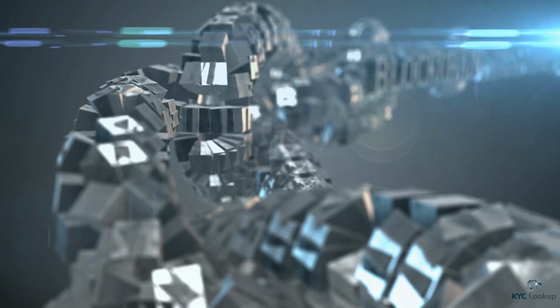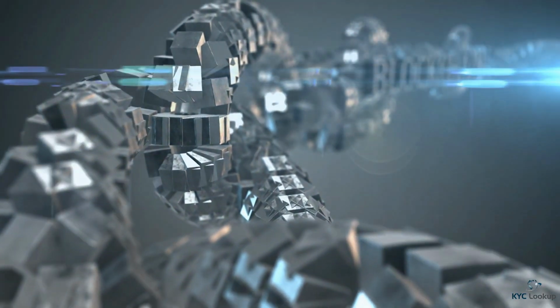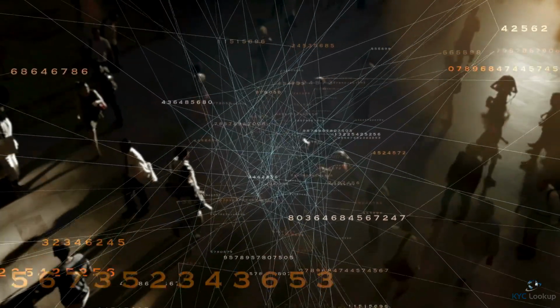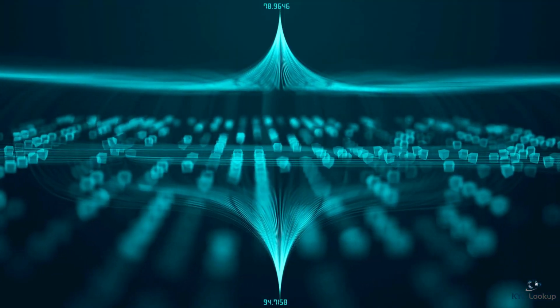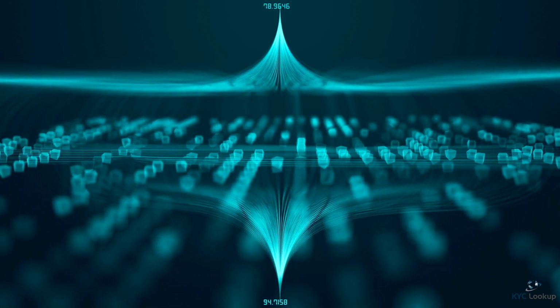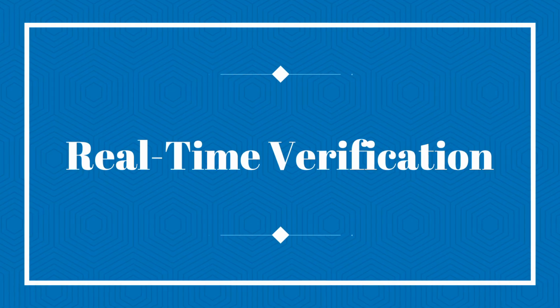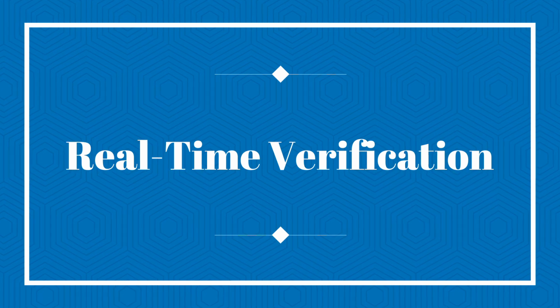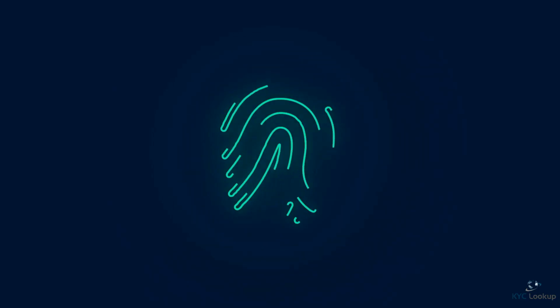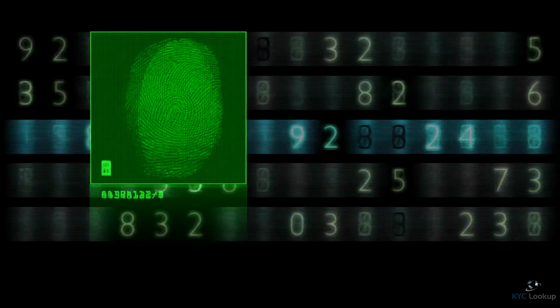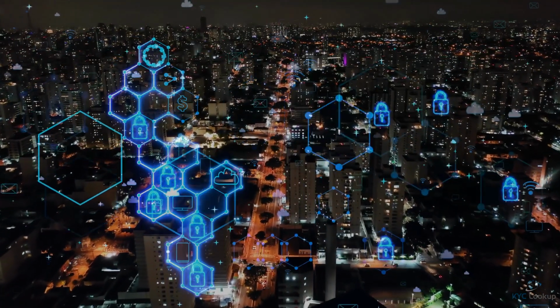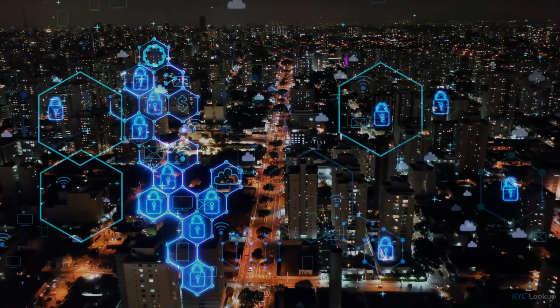Scalability. As blockchain platforms grow and evolve, iDenfy services can scale to accommodate increasing numbers of users and more significant transaction volumes. And real-time verification. iDenfy's solution offers real-time verification, allowing for instant user verification, which can be crucial in fast-paced blockchain environments.